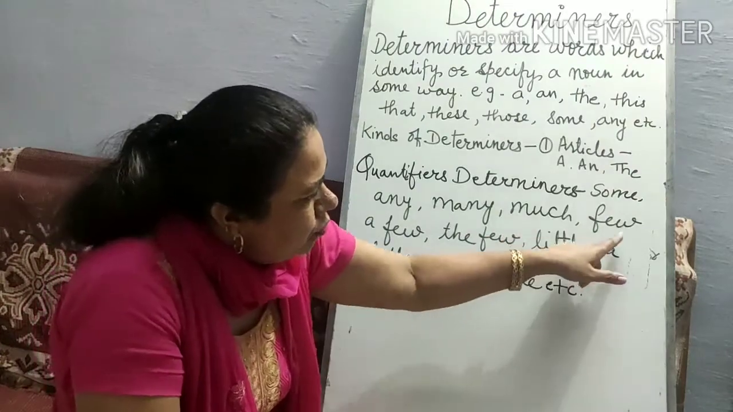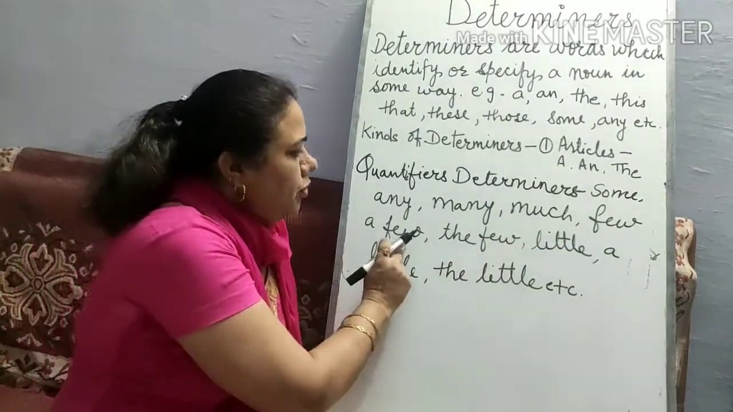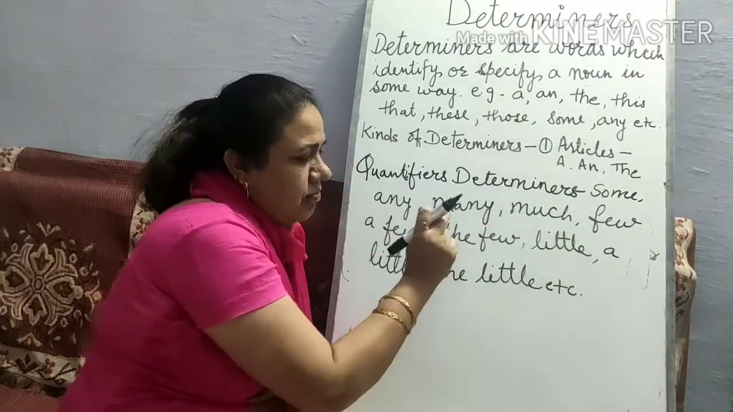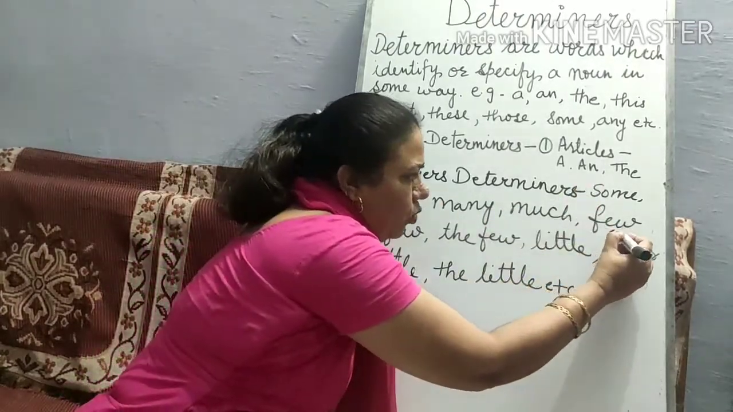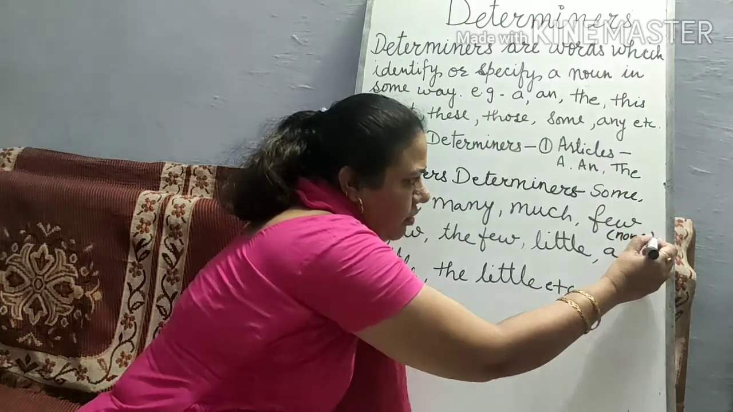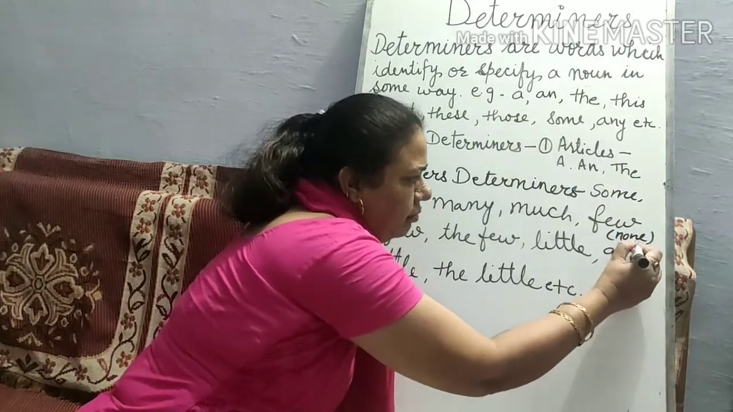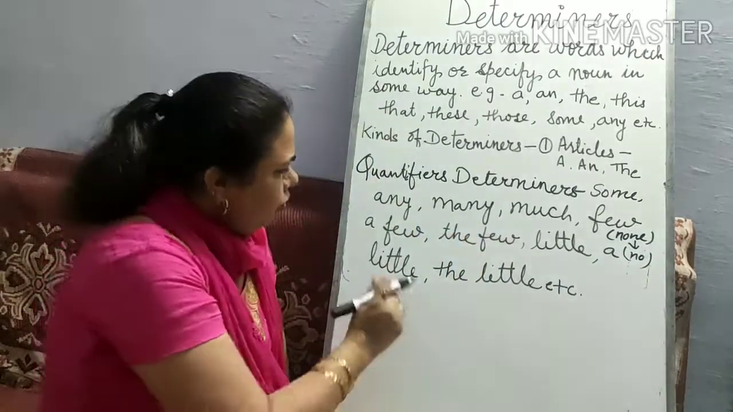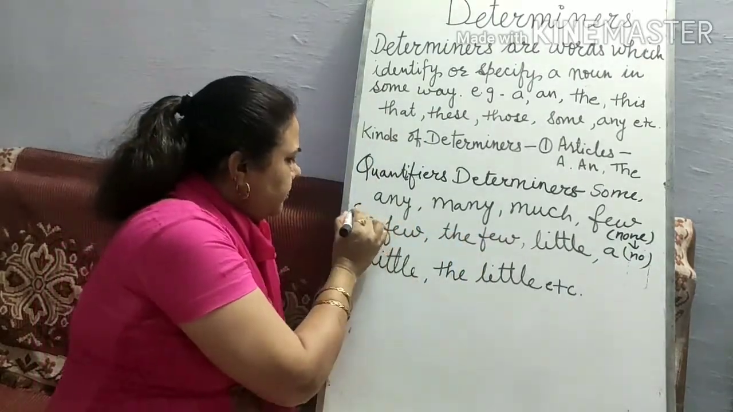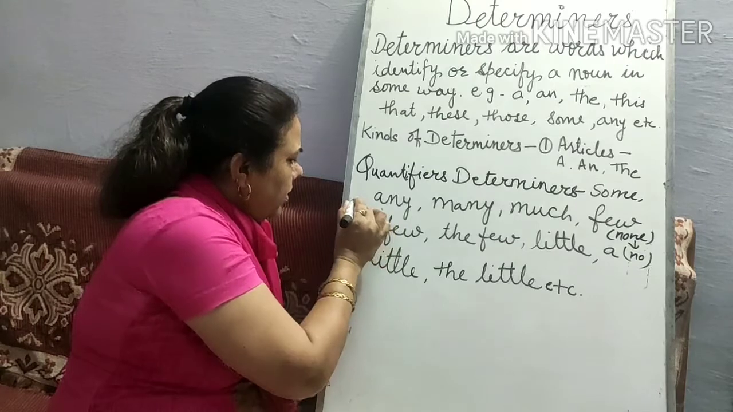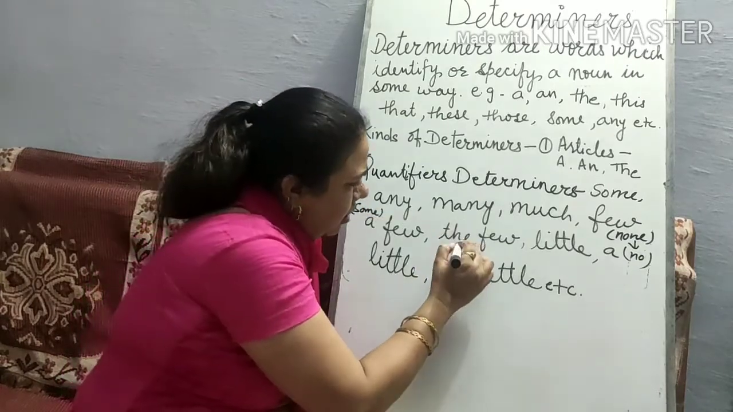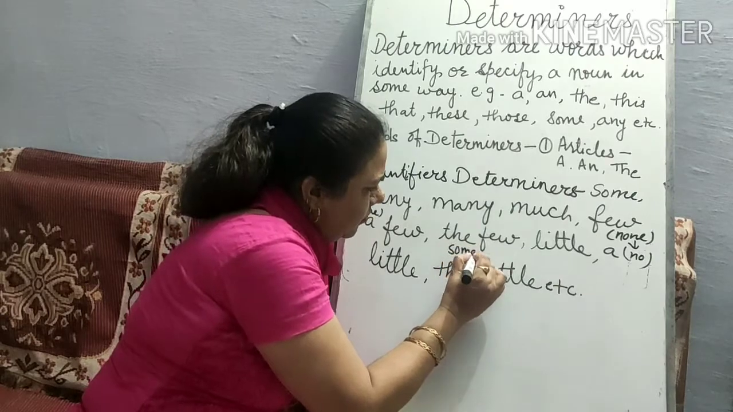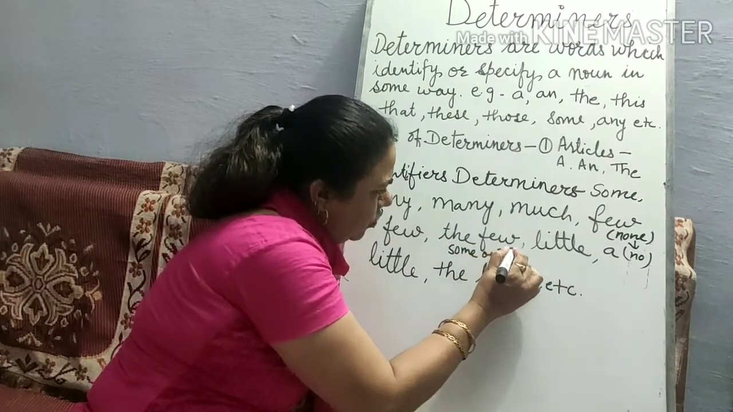Next part we take a few. Few, a few and the few, these all are related to each other. Few means none, no. I am writing here, it means no. And a few means some. The few means some out of whole.